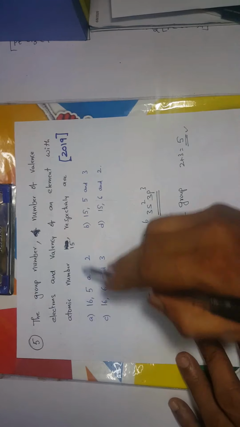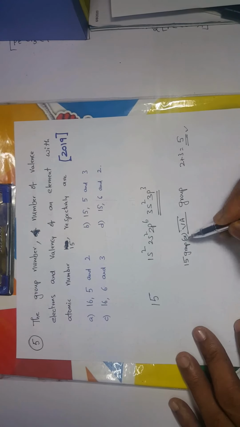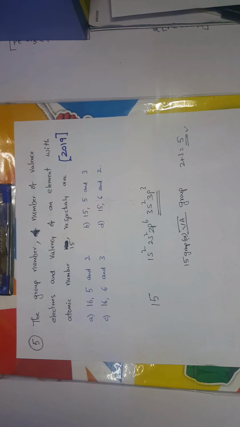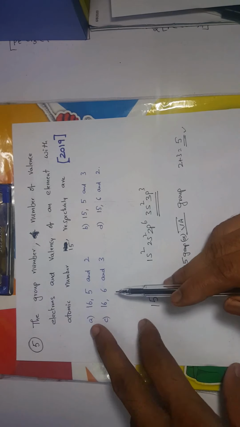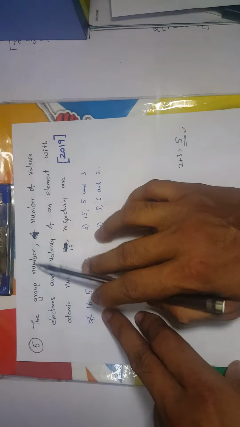5th A group, but they didn't mention that 5th A group is nothing but the 15th group. So 5th A group is also called the 15th group. So that's why its group number is 15. So we can skip these two, because the first number is the group number.